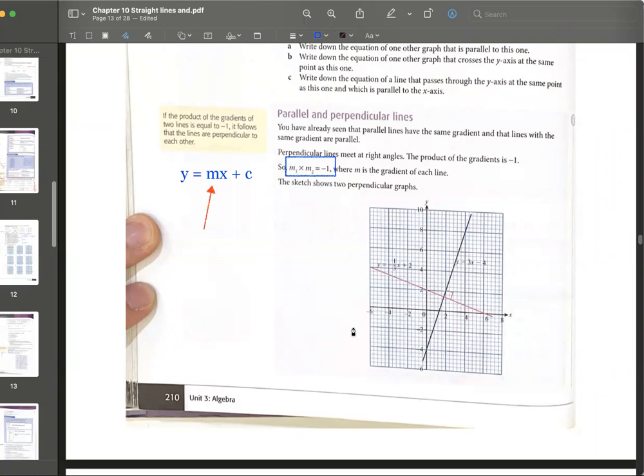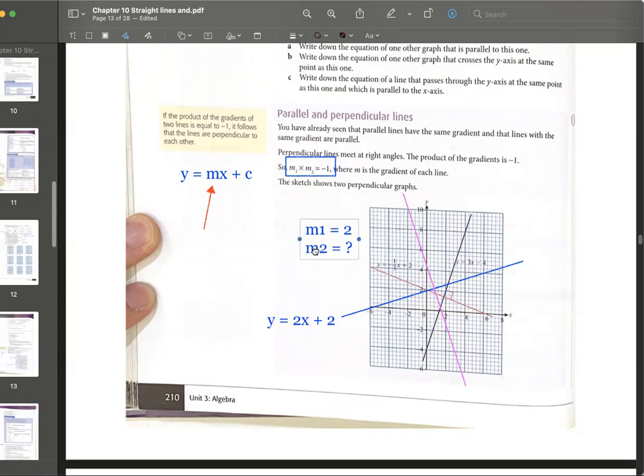So if I have a line that looks like this, and I tell you that this is y equals 2x plus 2, and I want a perpendicular line that cuts through it, what is the gradient? Let's say I have another line here, perpendicular to this line. What I have to do is take this gradient here. This gradient here is 2. So m1 is equal to 2. m2, which is the gradient for my perpendicular line, is I don't know.